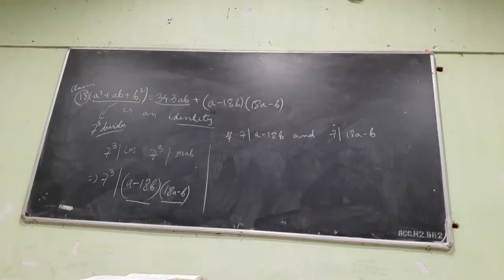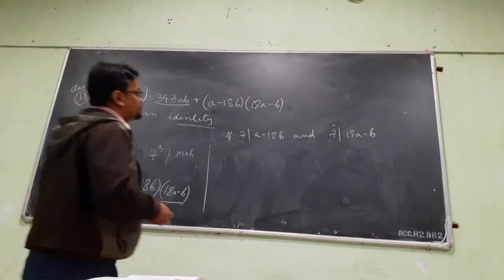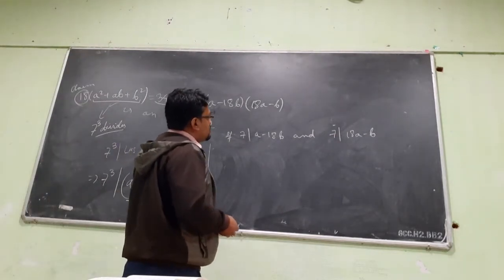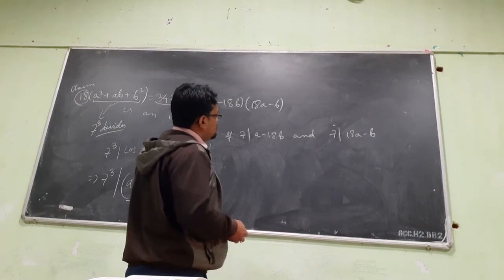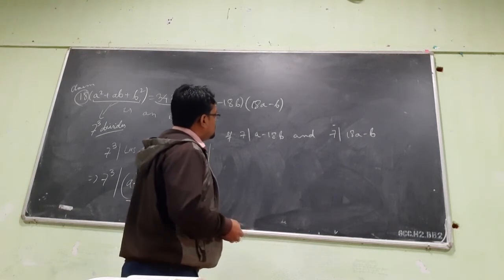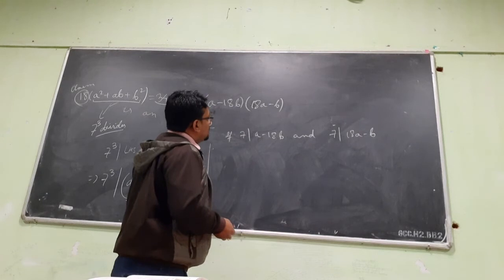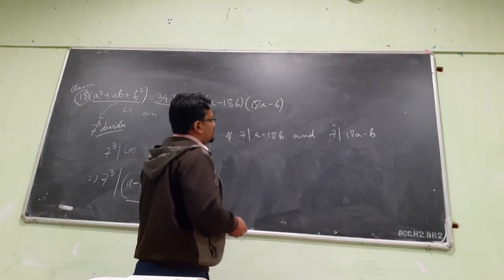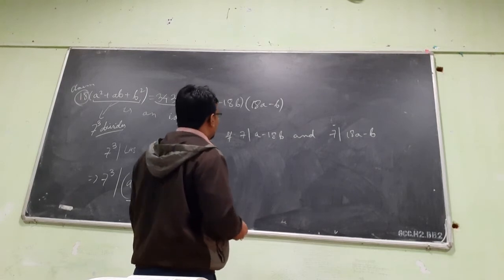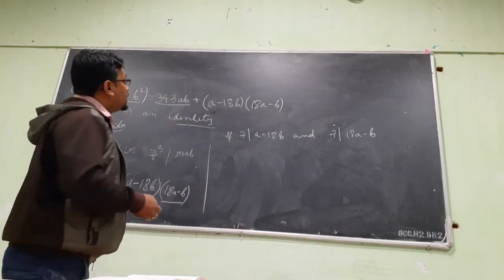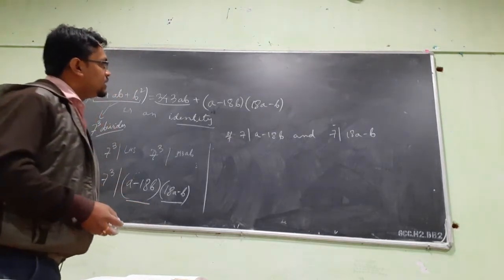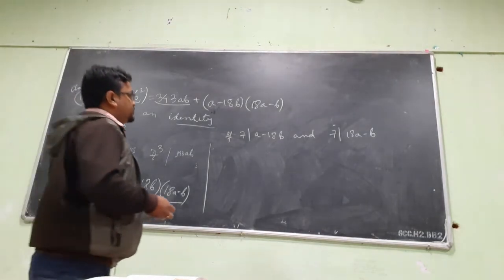So if we multiply the first expression by 18 and subtract, then what can you conclude from here? We will get an expression. Sorry, 18a minus 18b minus b. So we have a minus 18b and 18a minus b.